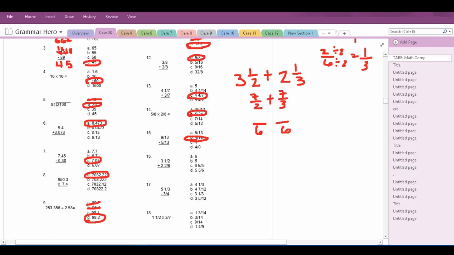To make this 2 a 6, you multiply it by 3. What you do to the bottom, you do to the top. So 7 times 3 becomes 21 over 6. To get this 3 a 6, you multiply by 2. What you do to the bottom, you do to the top. 7 times 2 is 14. Okay, now we simply add 14 plus 21 is 35 over 6.